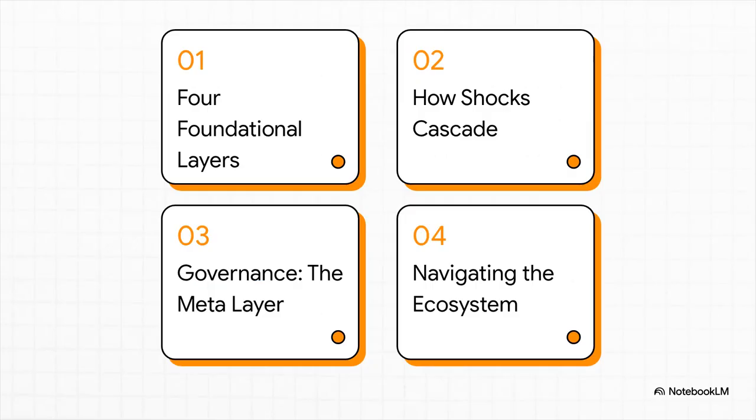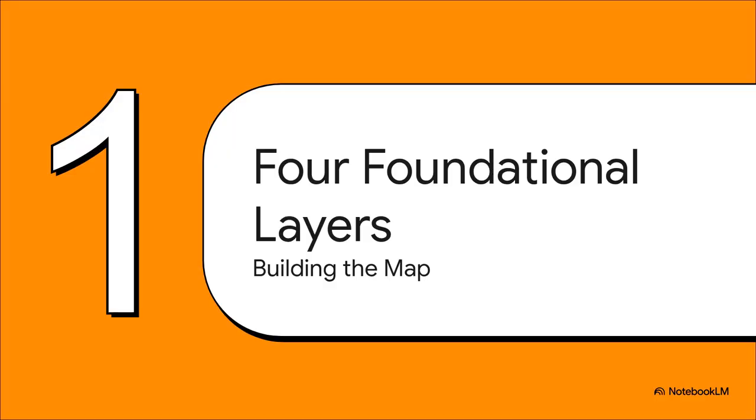So here's our game plan. We're going to build this map together, piece by piece, starting with 4 foundational layers. Then we'll look at how those layers crash into each other when things go wrong. After that, we'll introduce the 5th and arguably most important layer that holds it all together. And finally, we'll see why this map is such a vital tool for anyone trying to navigate the financial world. All right, let's dive in and start building our framework.